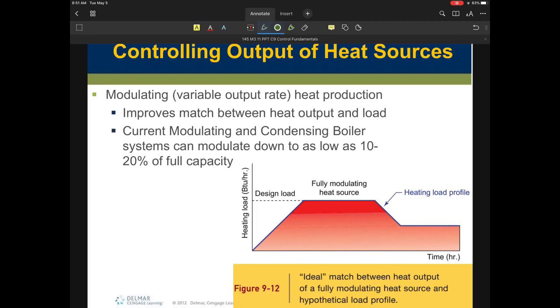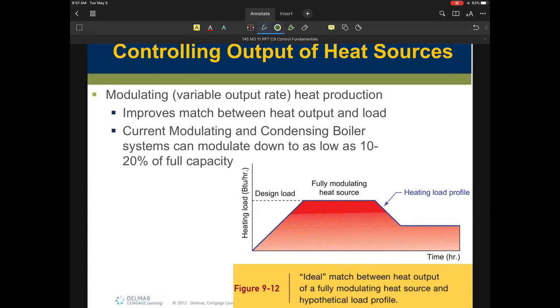Now, the problem is that it's really hard to find systems that will actually do this unless you have a lot of modulation and staging, and we'll look at that. So in most cases, I would say a majority of even our residential jobs will only see turn downs that might be close to 20% turn down. Now there are some that can go down to as little as 10% of the full capacity, but it's not super common.